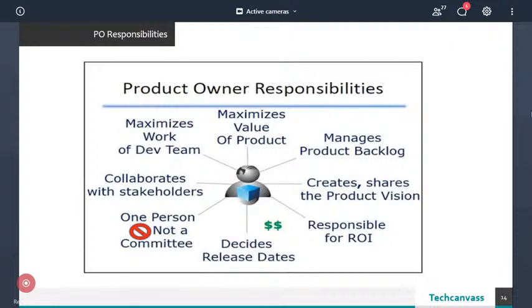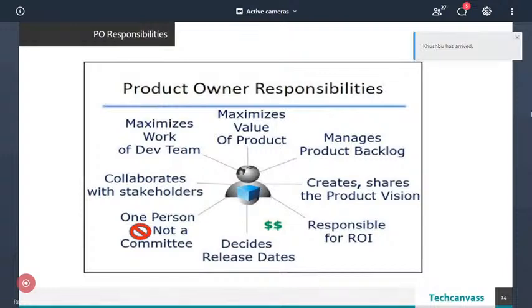And based on that, the product owner also decides upon the release dates, because as a product owner, you are prioritizing one feature over the other, thinking of some kind of a release date in mind. So the product owner actually creates the product roadmap, wherein it decides upon the milestones along with the release dates. Based on any important events that might happen, you decide upon the release date for the particular product.